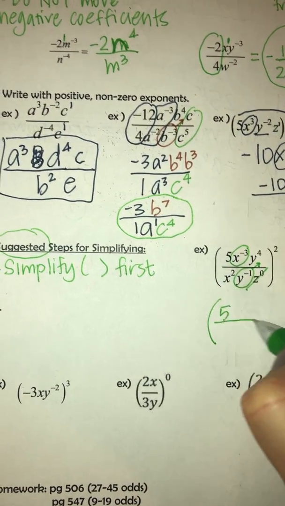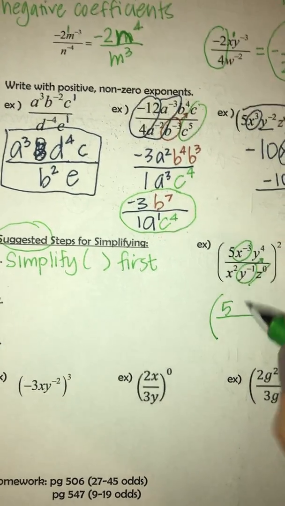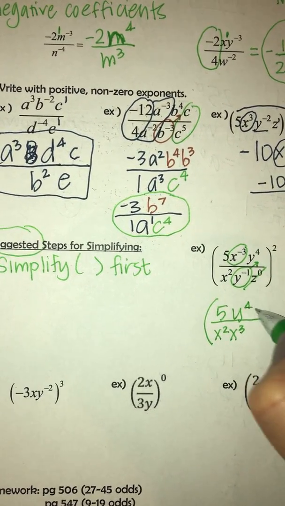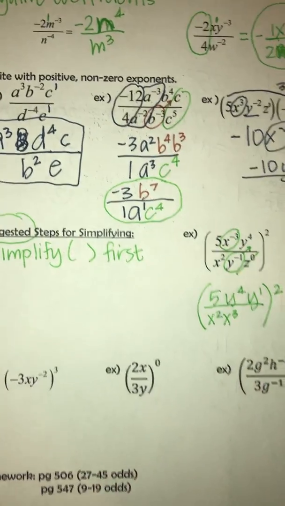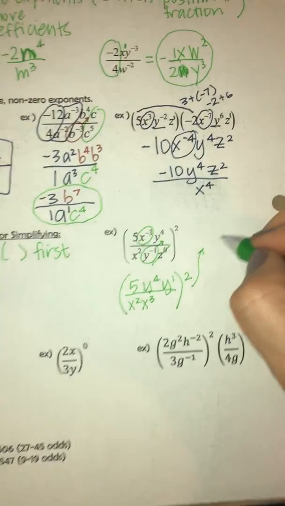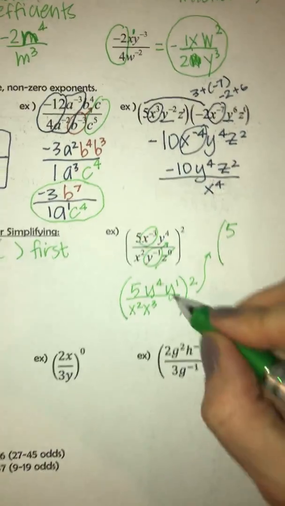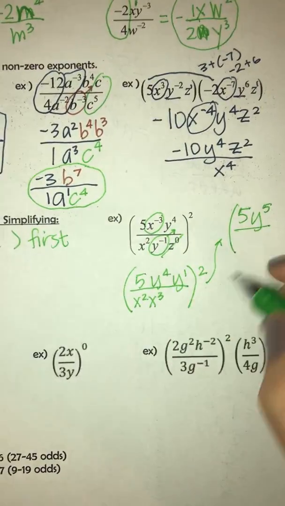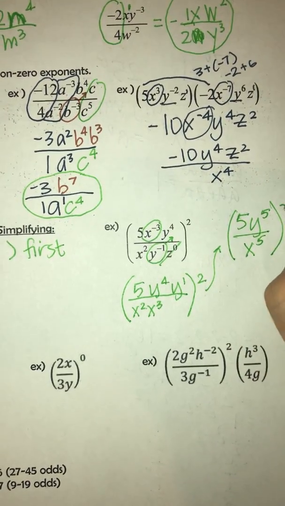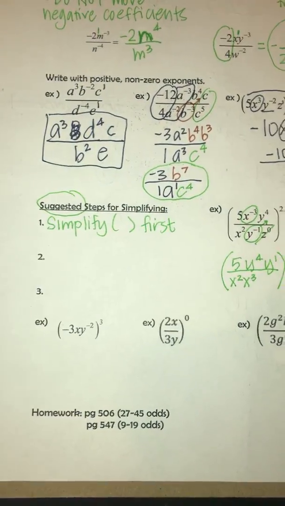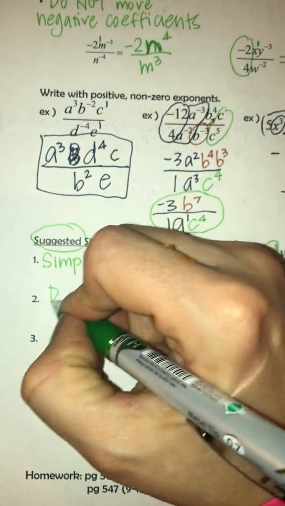So I'm going to have 5 on top. This is going to be on the bottom. This is going to be on top. And the z's gone. Okay, I'm going to go another step here. So this is y to the 5th, and x to the 5th on the bottom, all to the 2nd power. So I simplified the parentheses first. Now I'm going to distribute that power in.